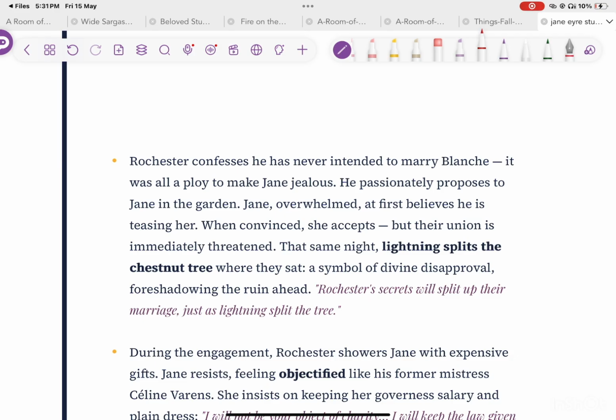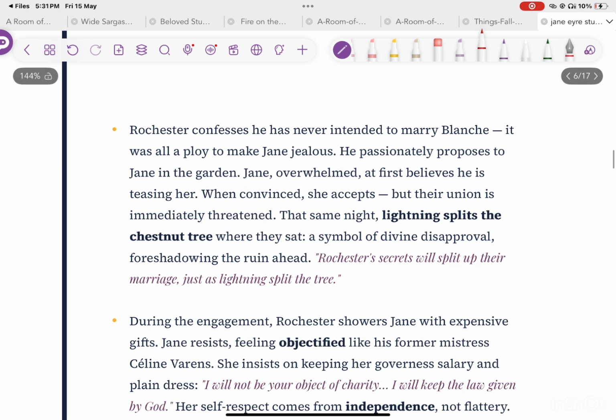So what happens? Rochester was doing all this because he knew that Jane is in love with him. Earlier, back to this incident, there is one incident I will tell you.